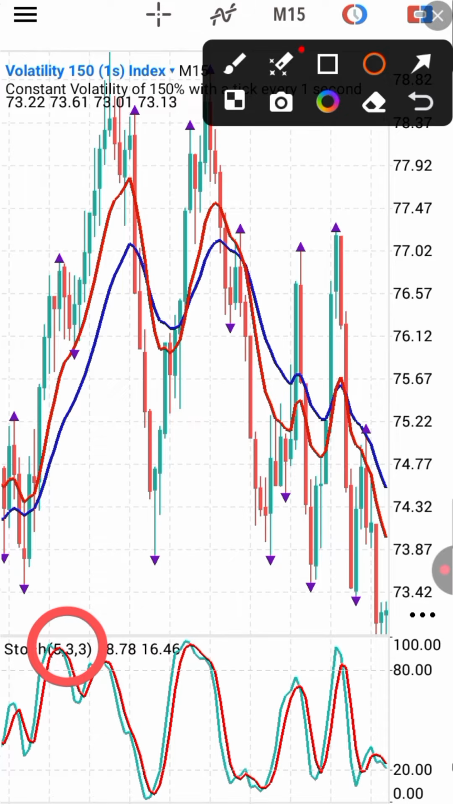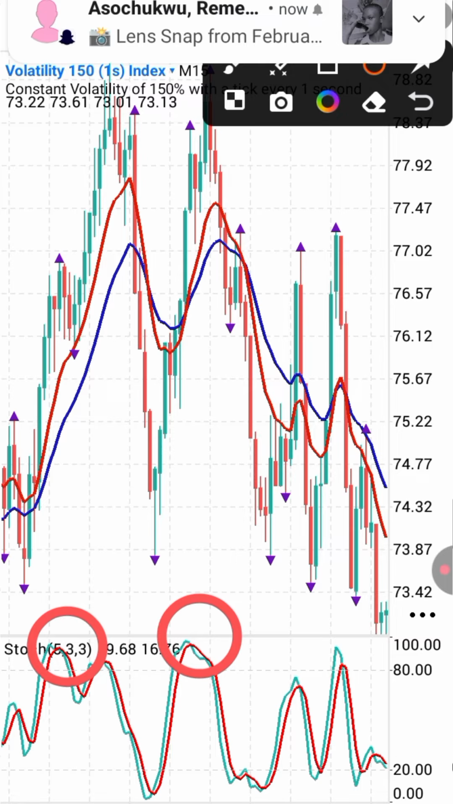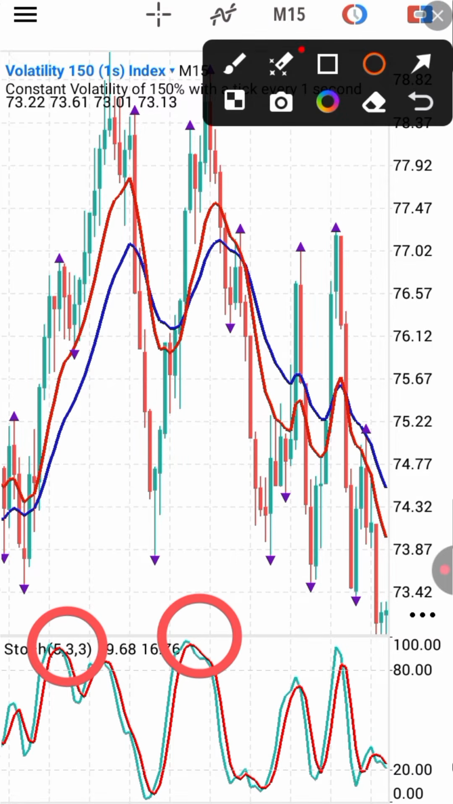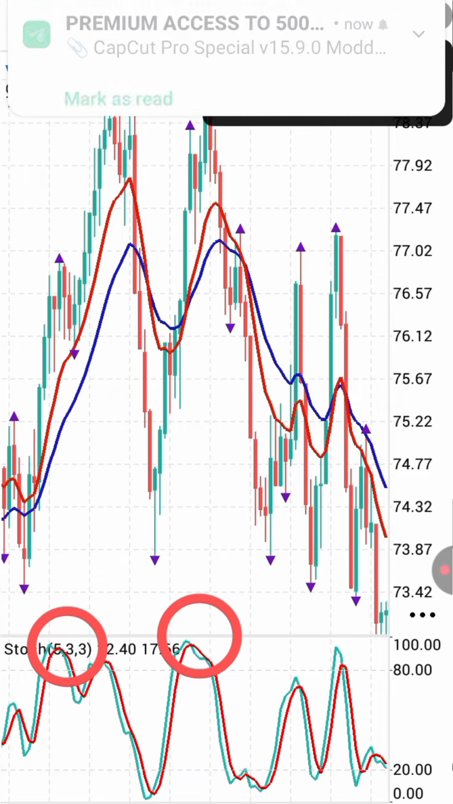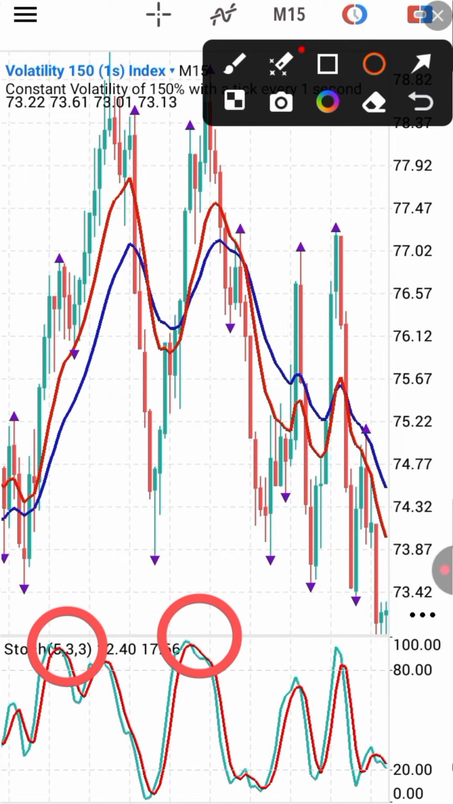Don't enter unless you want to scalp. You wait for it to go back again to our 80 level. And that is here. Are you not seeing our M pattern? This is our M pattern. When it goes back again to that 80 level and draws down, when it is coming down, that is when you enter for sell.